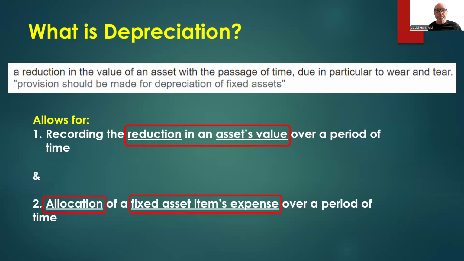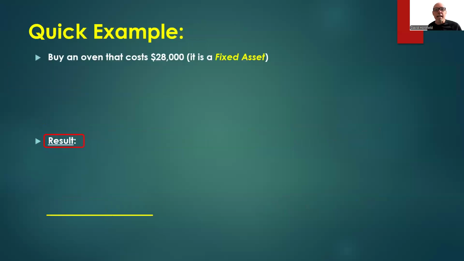So, quick example, and I think it makes sense to dive straight in and use some language that you haven't even heard yet to help you get a sense of where we're going. Language in yellow is going to be language related to depreciation. So watch where this goes. So let's say we buy an oven, it costs $28,000. That oven is called a fixed asset. It has a big cost and it's going to be used for an extended period of time. It's expected to last for 15 years. We're going to call that, in depreciation terms, its useful life.